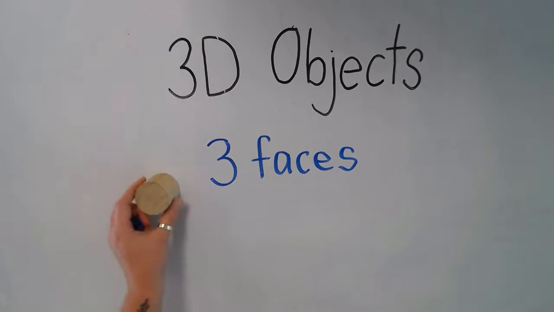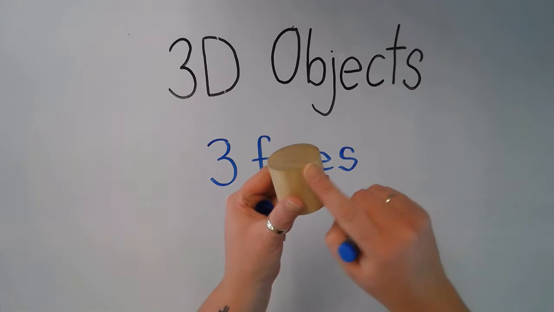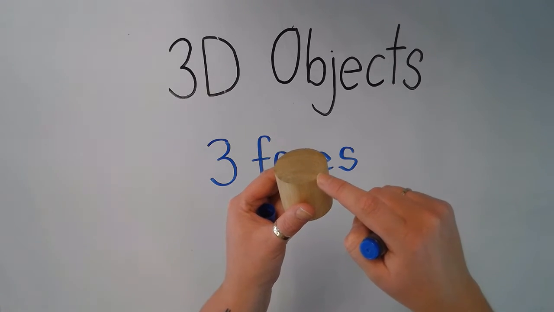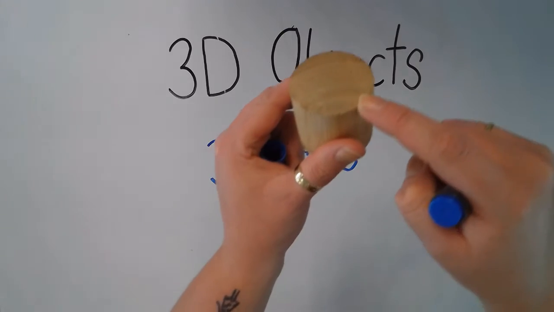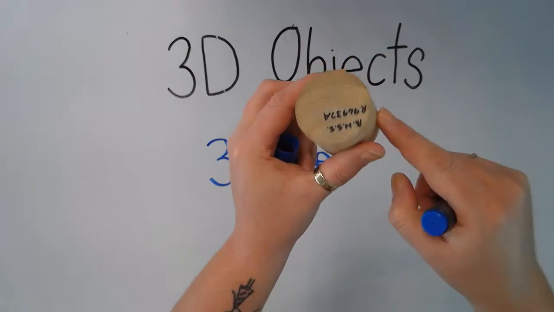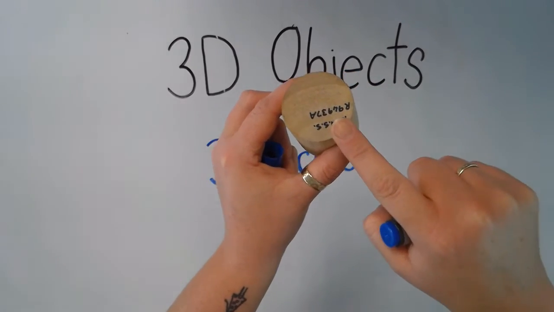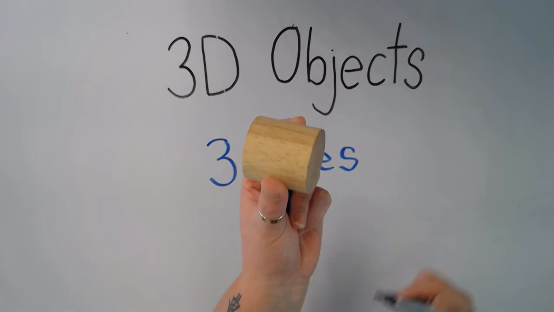Three faces, and if we have a look along here, we now know that an edge is where two faces meet. So we have an edge that goes all the way around here. That's one edge. If we flip it, here's another edge here. So boys and girls, you can count 1, 2 edges on a cylinder.